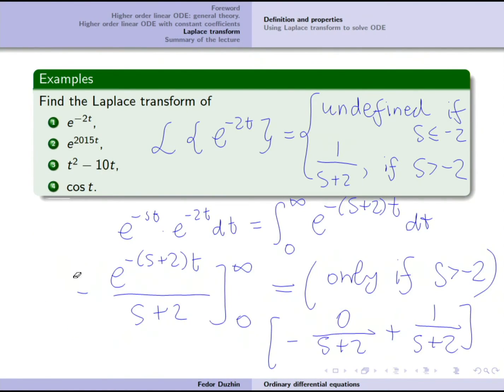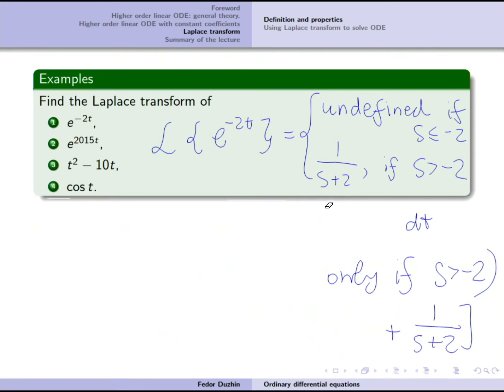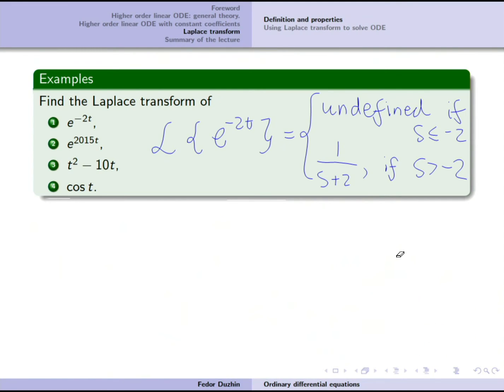Right, so in other words, the Laplace transform is going to be another function. Now it is a function of s, and its domain is actually different than the domain of the original function, right? Well, but s and t are not related to each other. So here s belongs to the interval from minus 2 to infinity. Right? Okay, I hope it's clear.